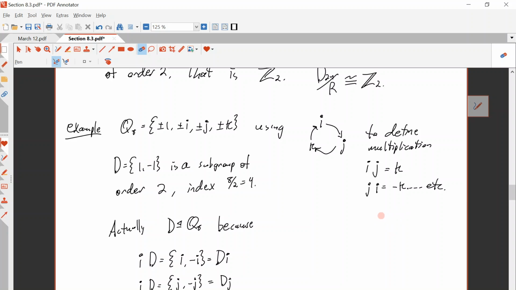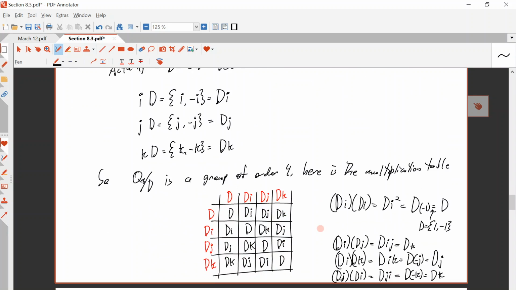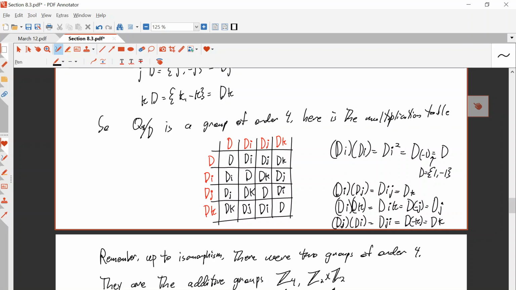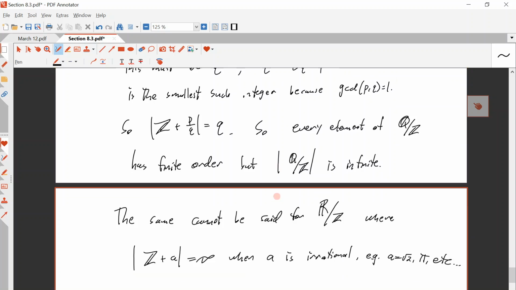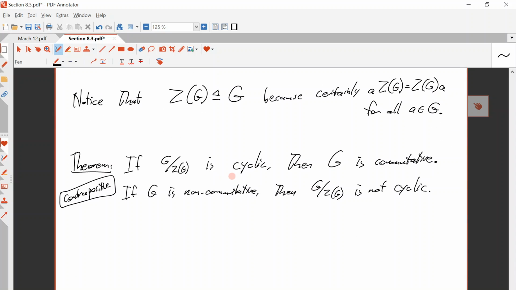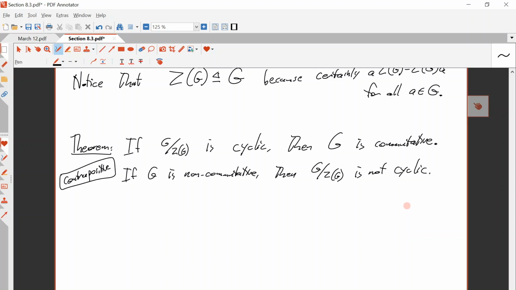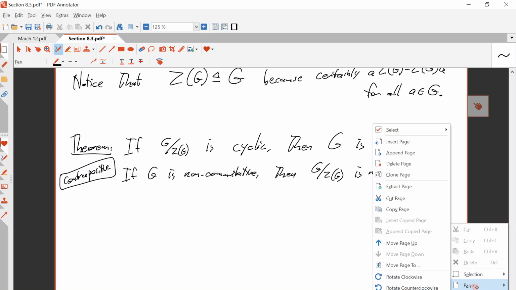So you can't expect to mod out the center from Q8 and get a cyclic group, and indeed you don't. Q8 mod its center, which is 1 and -1, is a group of order 4, and it wasn't Z4. There are only two groups of order 4, Z4 and Z2 cross Z2. This one is cyclic, this one is not. Since Q8 was non-commutative, Q8 mod its center better not be Z4, better be Z2 cross Z2, and lo and behold, it is. So let's prove that in general: if G mod Z is cyclic, then G is commutative. Not a hard proof, but we will do it.